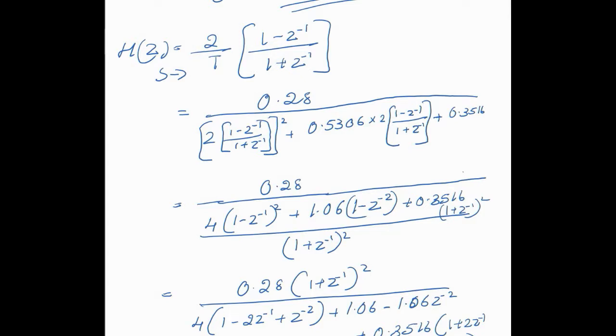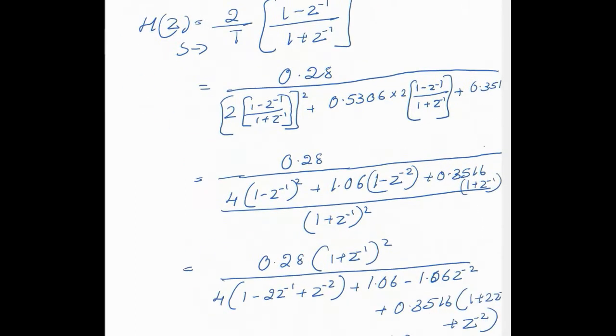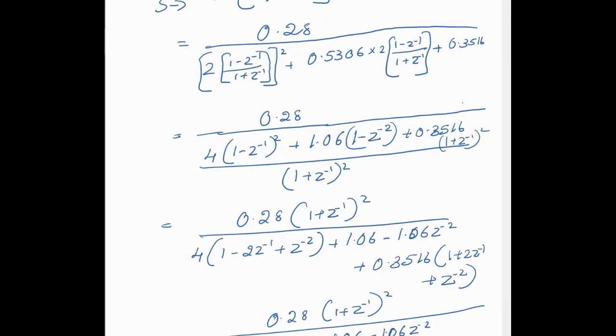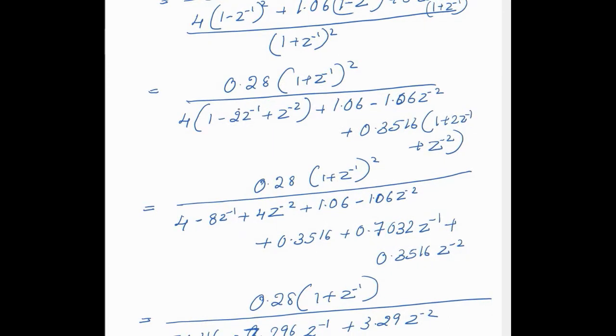So s squared, you will be substituting s squared equal to the whole term, plus 0.5306 s, that is 0.5306 into 2 times (1 minus z inverse) divided by (1 plus z inverse), plus 0.315. Here there is no s, you have to avoid that. Next, you have to take the LCM, 1 plus z inverse the whole squared is the LCM. You have to substitute with all this and expand it. Each and every step I am showing over here.